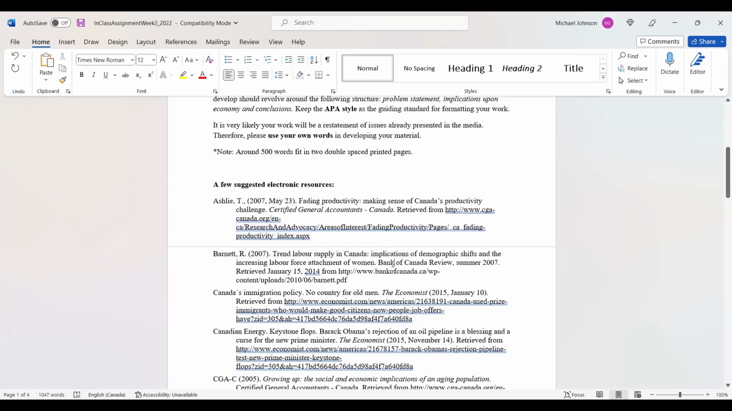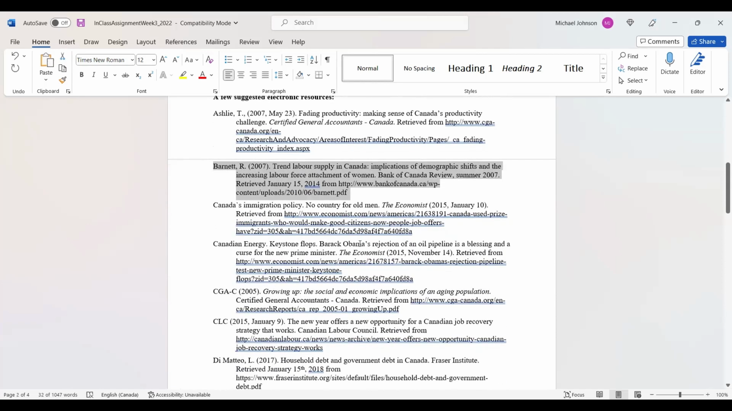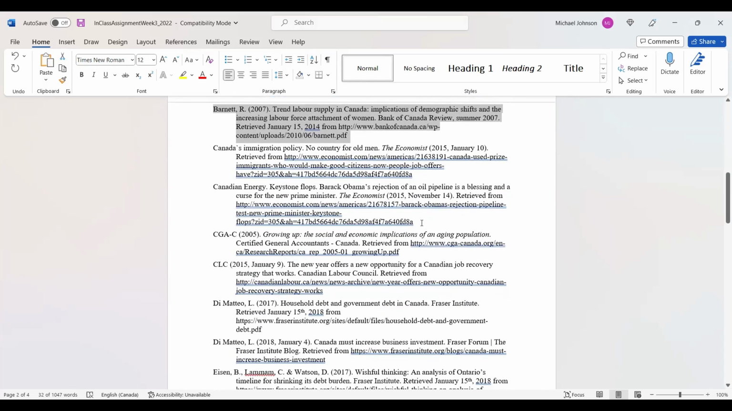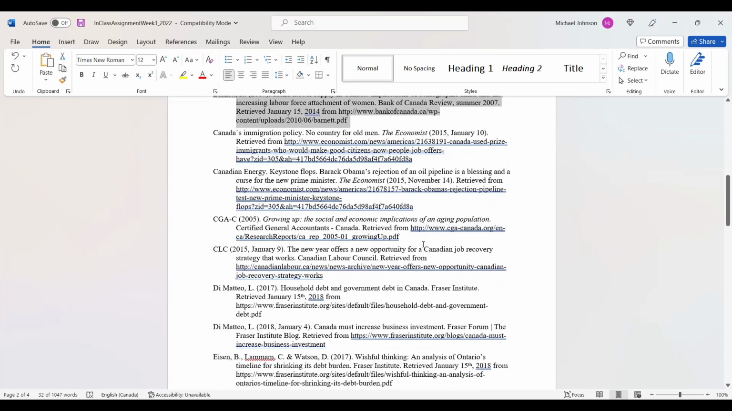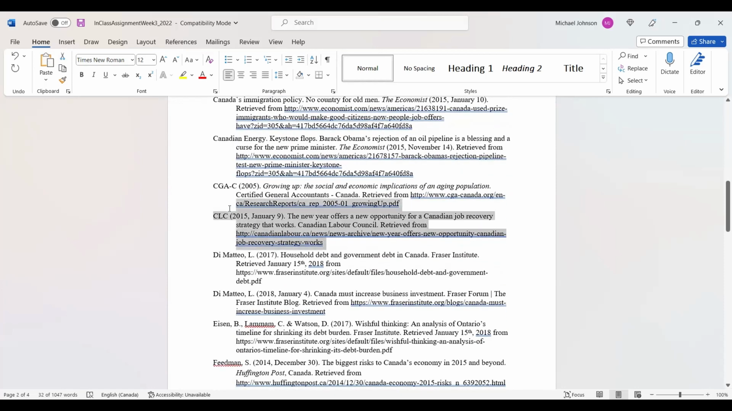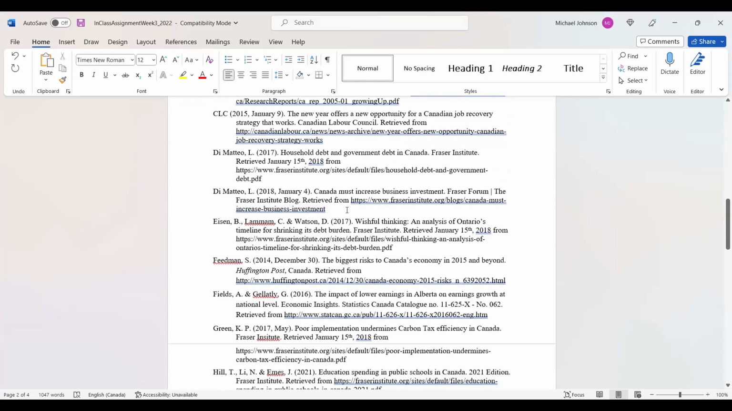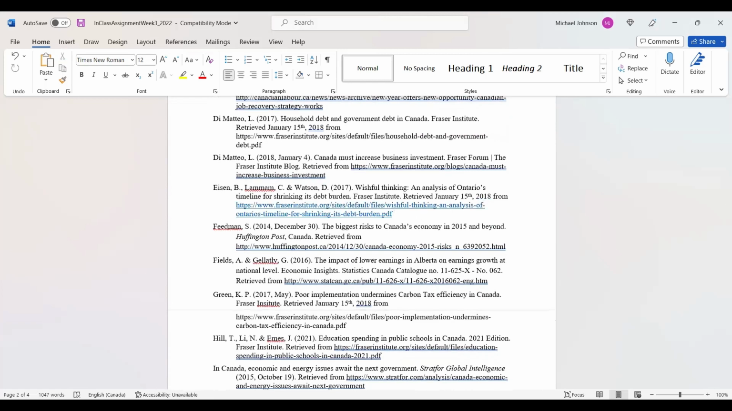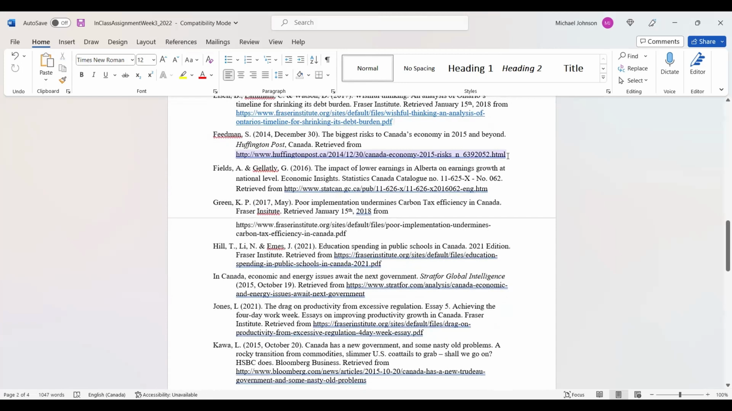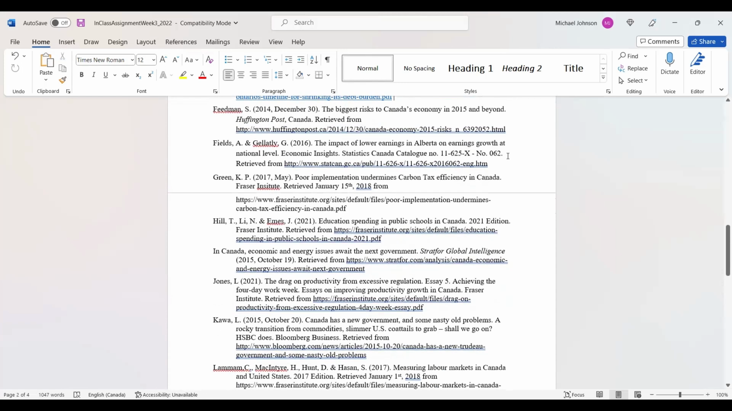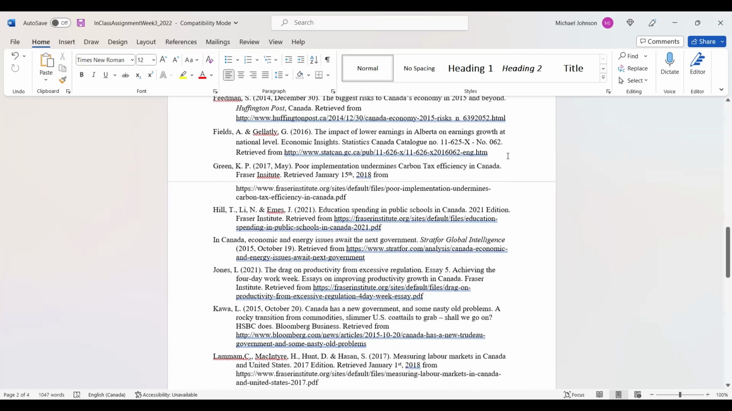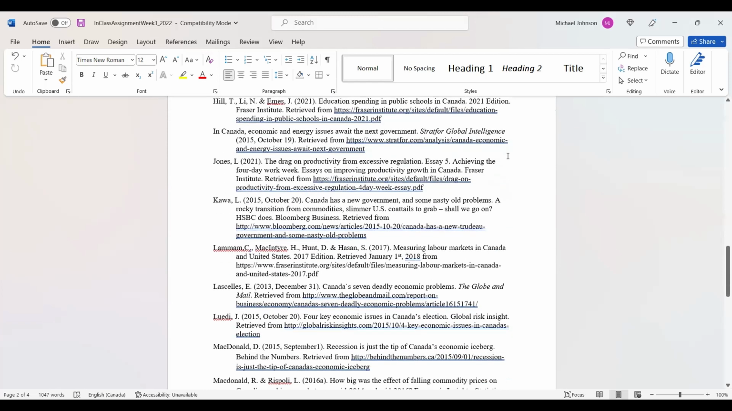And then these are some good resources for this project. You could do it on productivity issues in Canada, labor supply, and demographic shifts. You could do it on immigration policy. You can do it on the oil pipeline. You could do it on aging population, the economic implications of that. You could do it on the Canadian job recovery. You could do it on household debt and government debt in Canada. Canada increasing business investment. The debt in Canada, the risks to the Canadian economy. And the lower earnings in Alberta, earnings growth at the national level, carbon tax, education spending.